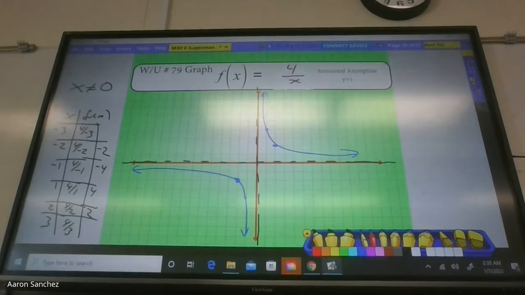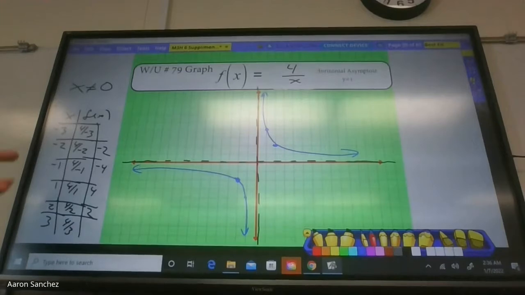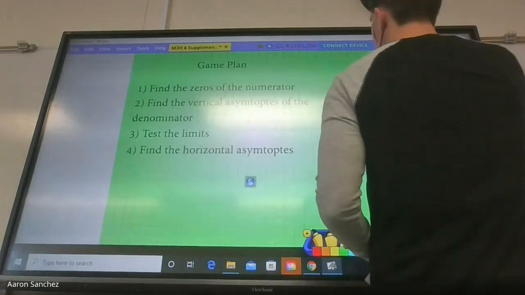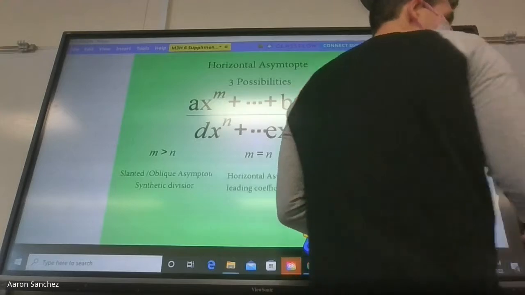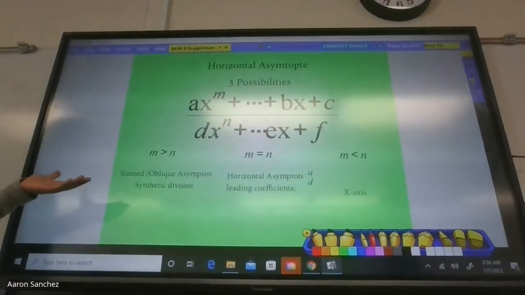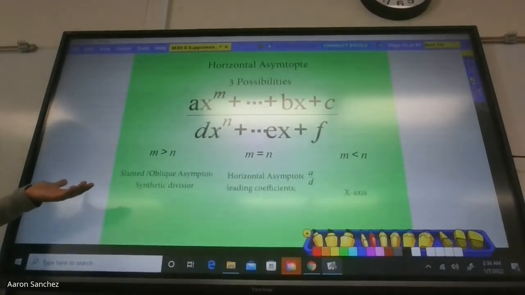Okay, let's look at number. These are exactly the same as what we did before, except what do you notice about the difference between today's lesson and yesterday's lesson? They're not factored. So remember the rules for the horizontal asymptotes? You have those notes out? Do you need to write this down again, or are we good?